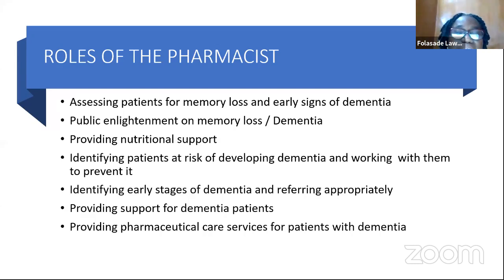We can help in identifying early stages of dementia, like I said, and then referring appropriately. We are not going to diagnose. The diagnosis is for the consultants, the doctors, but we can pick them up and refer. Then we can provide support for dementia patients. Like Dr. Adebayo told us, they need a lot of support, and that support can come in different forms. We can support them with their medications. We can support them by educating them on way of life. We can even have clubs for them. Thank God for COVID. It opened our eyes to so many other things that we can do.